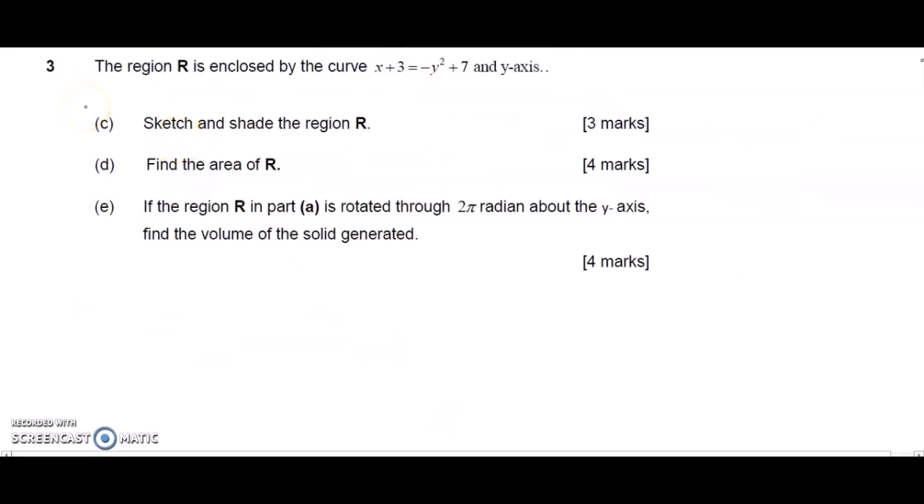Now we move to question 3, still in section 1, section A. The region R is enclosed by the curve. This is a quadratic curve. Yes, it's not a quadratic curve, it's a parabolic curve, which has y squared. And now the region R is enclosed by this curve and the y-axis. Sketch and shade the region R.